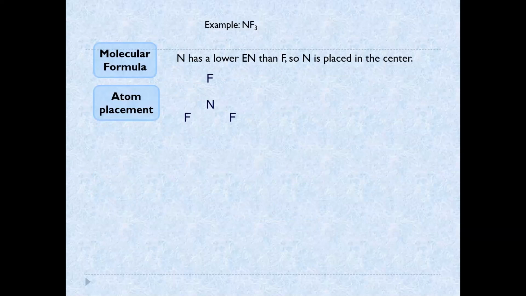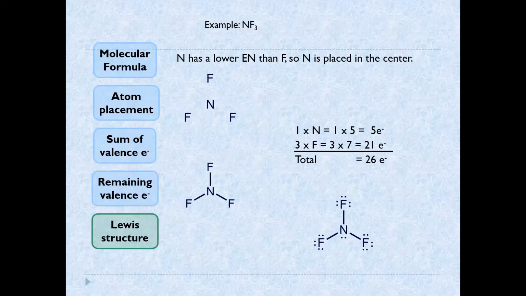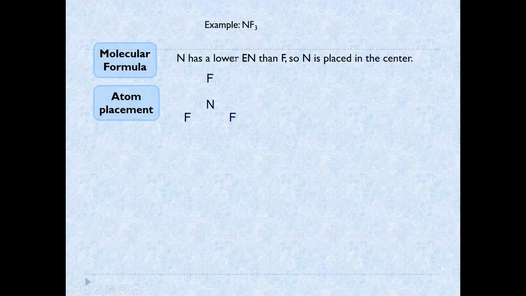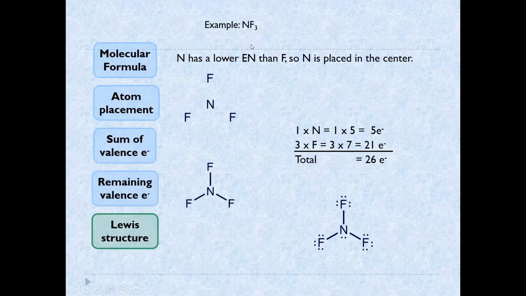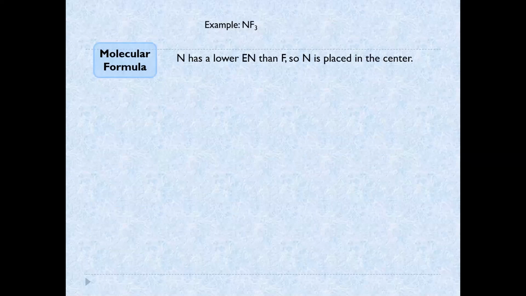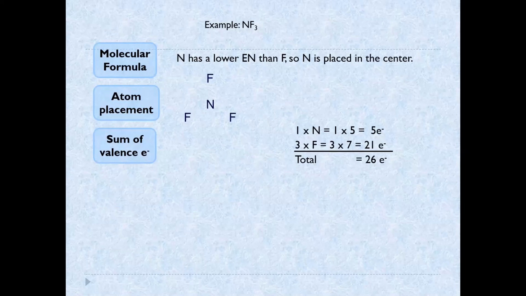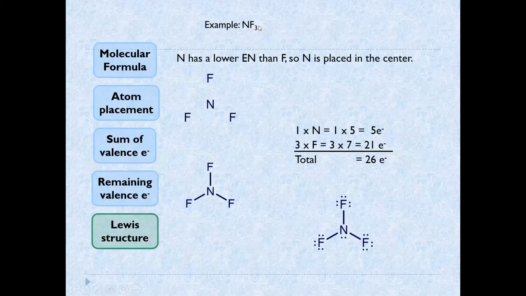So let's use the example that we have on this slide. We have NF3. The first step is you have to determine which one is your central atom. Remember, we said that fluorine can never be a central atom. So nitrogen, and nitrogen has a lower electronegativity than fluorine. So N is placed at the center, and you surround it by the 3 fluorine atoms.